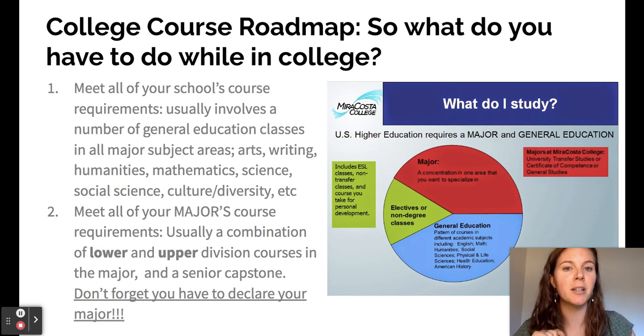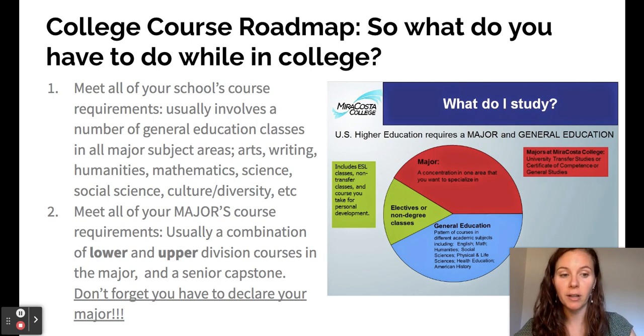So in our chart here, there's this really nice pie graph from Miracosta College, and the general education is in blue. It should be less than half of your total classes that you'll take while you're in college, particularly if you're working towards a bachelor's degree. However, it does account for a good number of the classes that you have to take while you are in college.